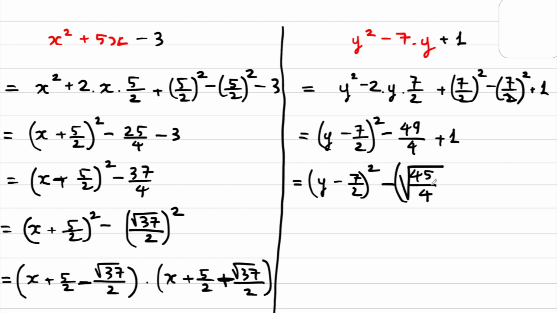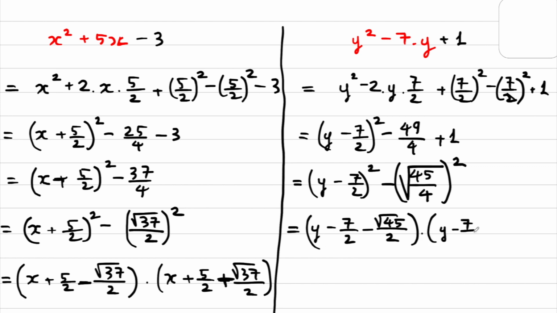This is a non-square number, so I will set up the square form like here. 7 over 2 minus square root of 45 over 2. The first bracket will be subtraction, and the next one you will get addition. Square root of 45 over 2 here. Okay, that is the next question.